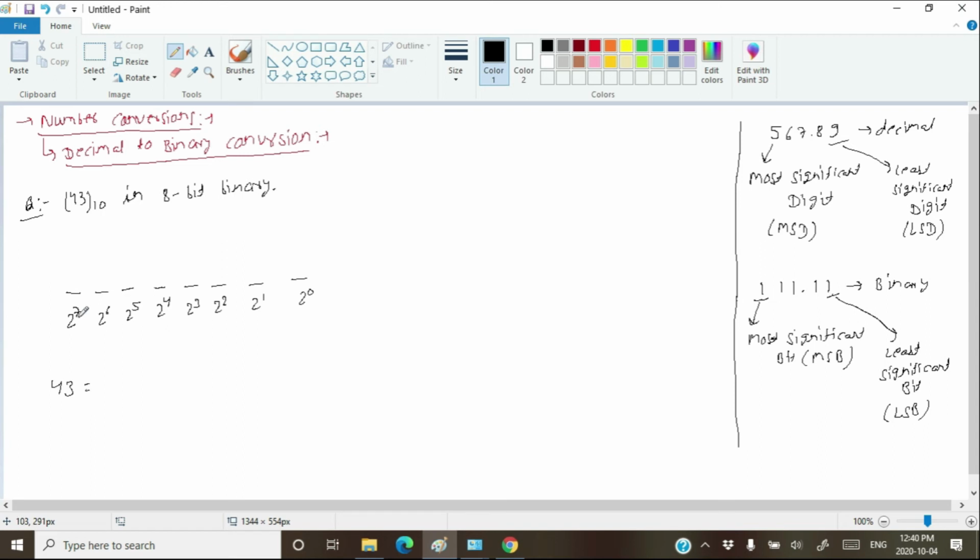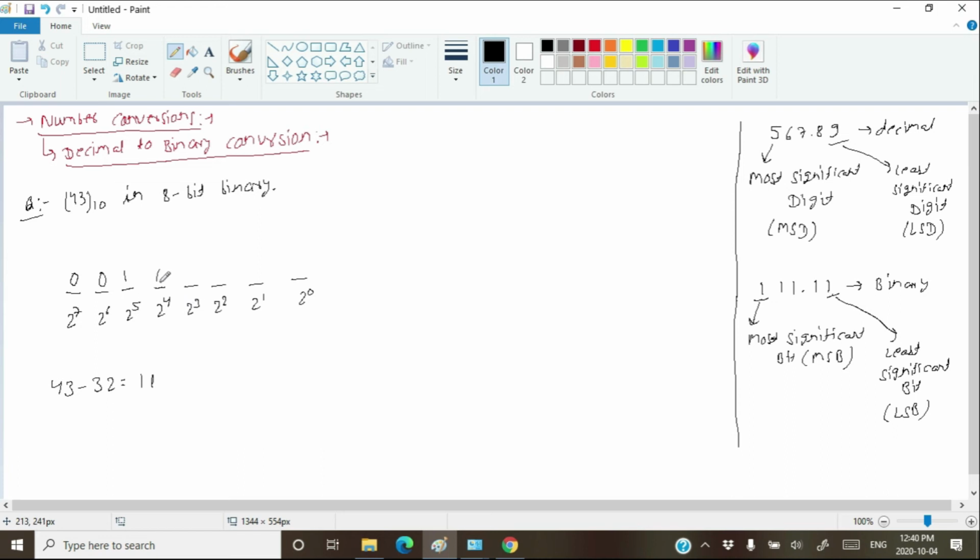Can I include 128 in our binary? No, 128 is more than 43, so you cannot include it. Can I include 2 to the power 6, that means 64, in binary? No, 64 is more than 43. You cannot include it. Can I include 32 in binary? Yes, you can include that because 32 is less than 43. So you can include 32 in binary, but at the same time you have to subtract 32 from 43 to get 11. Now, can I include 16 in my binary? No, 16 is more than 11. So you cannot.